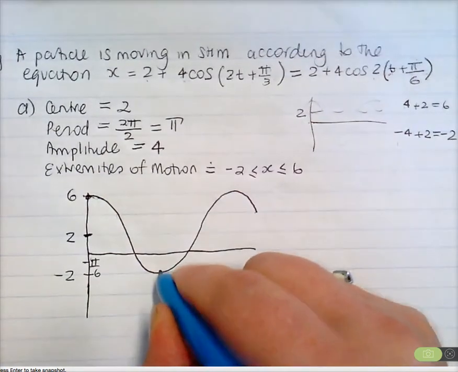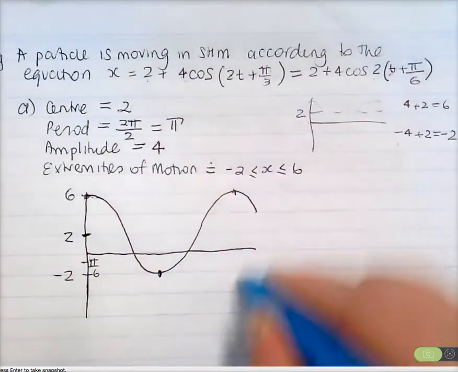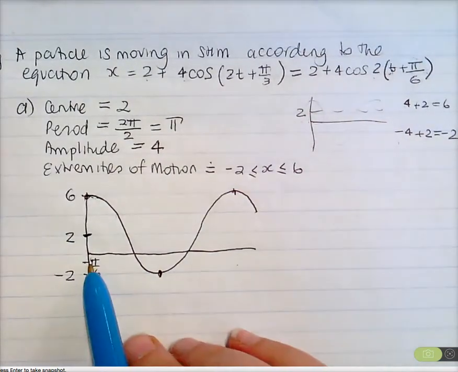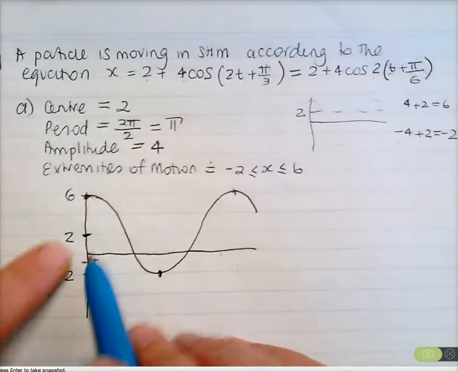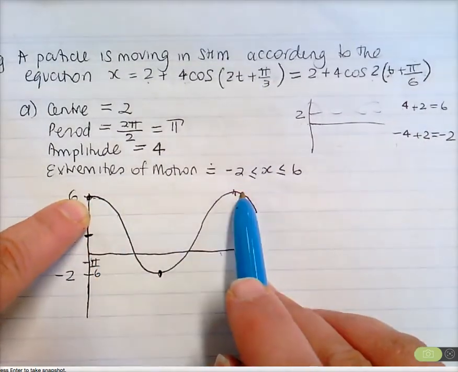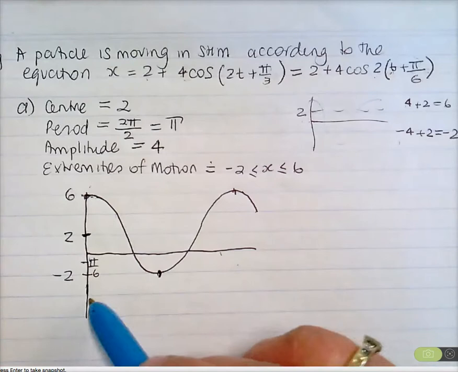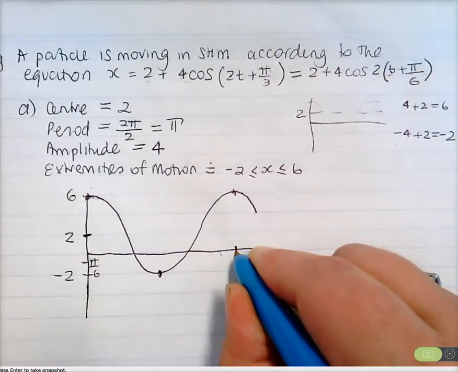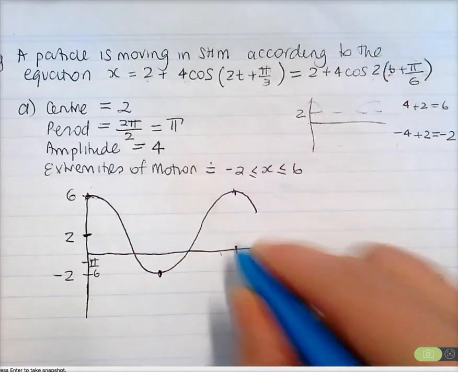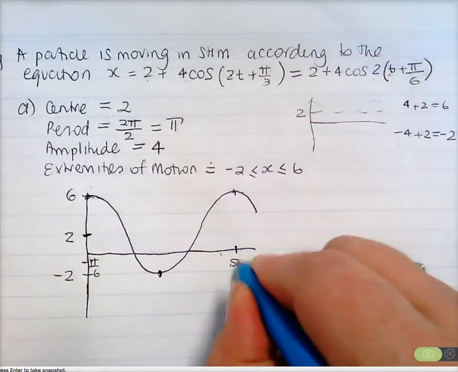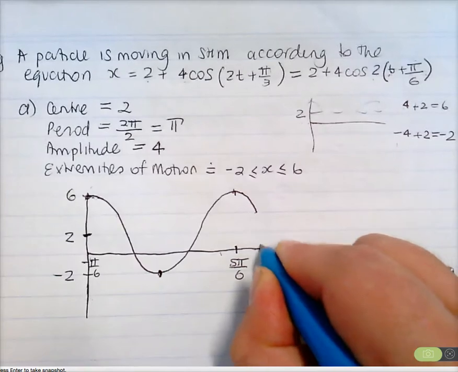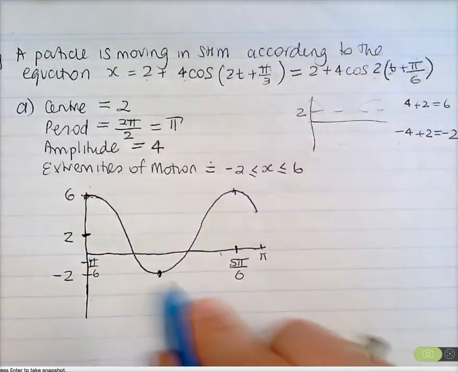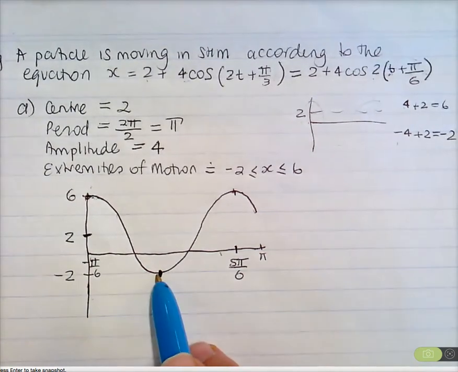Look, this is halfway. That's one full period. Now, if the period is pi, the distance from there to there is pi, isn't it? So what's -1/6 plus 1? That's 5 pi on 6. Pi will be somewhere here, but I'm not sure exactly. All right? Now, what's this point here at the bottom?